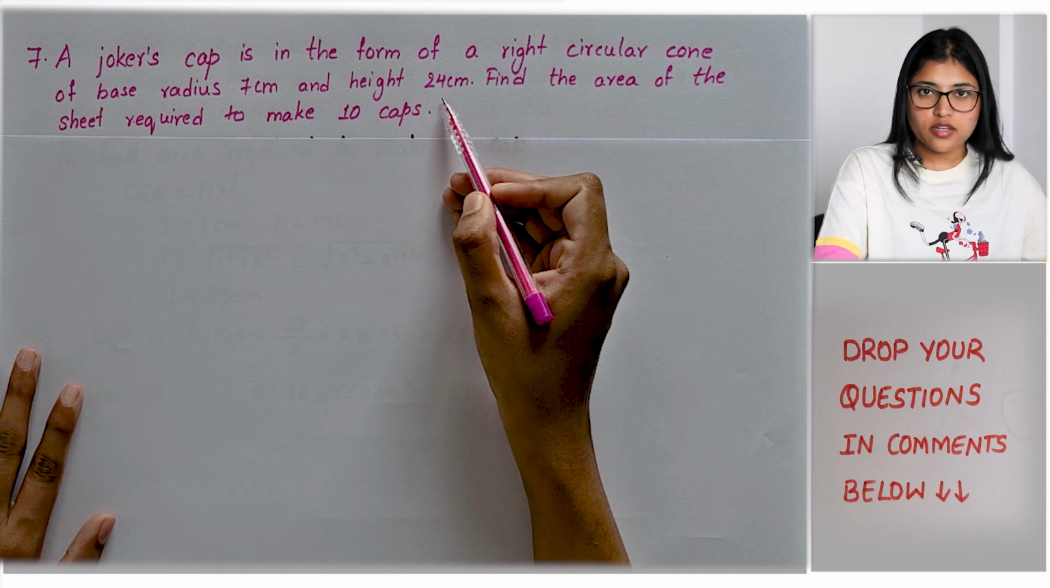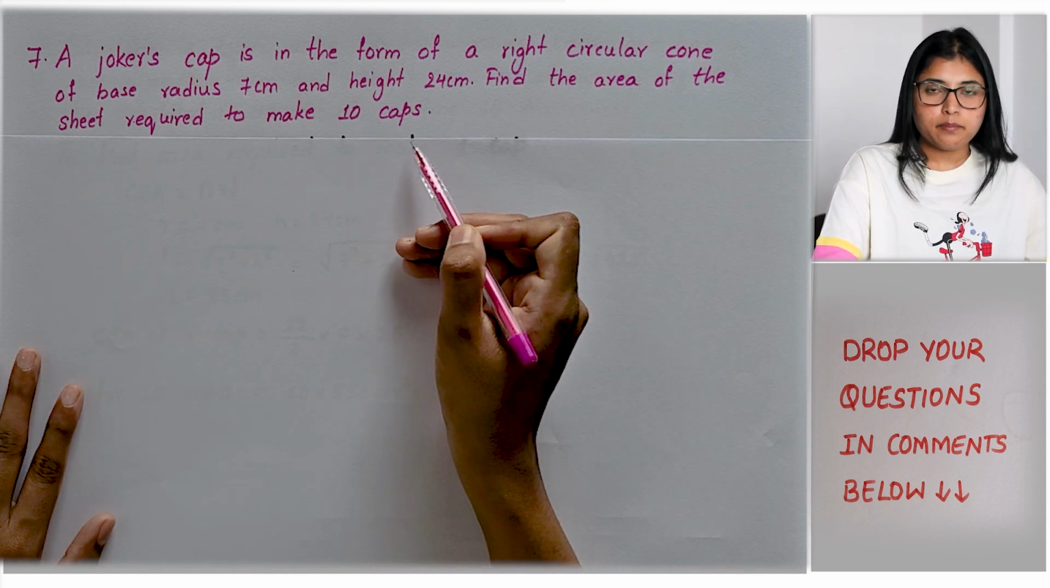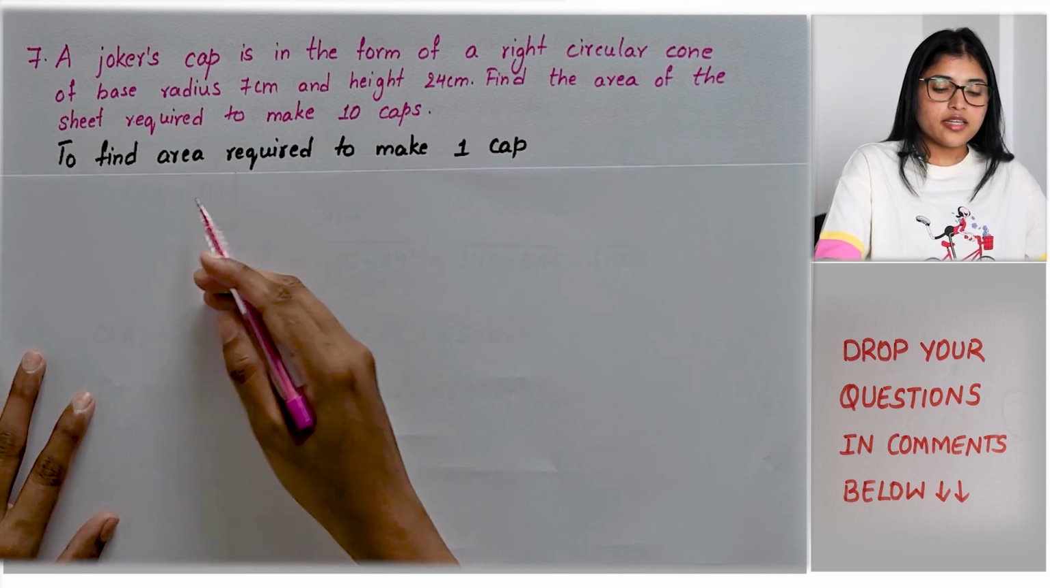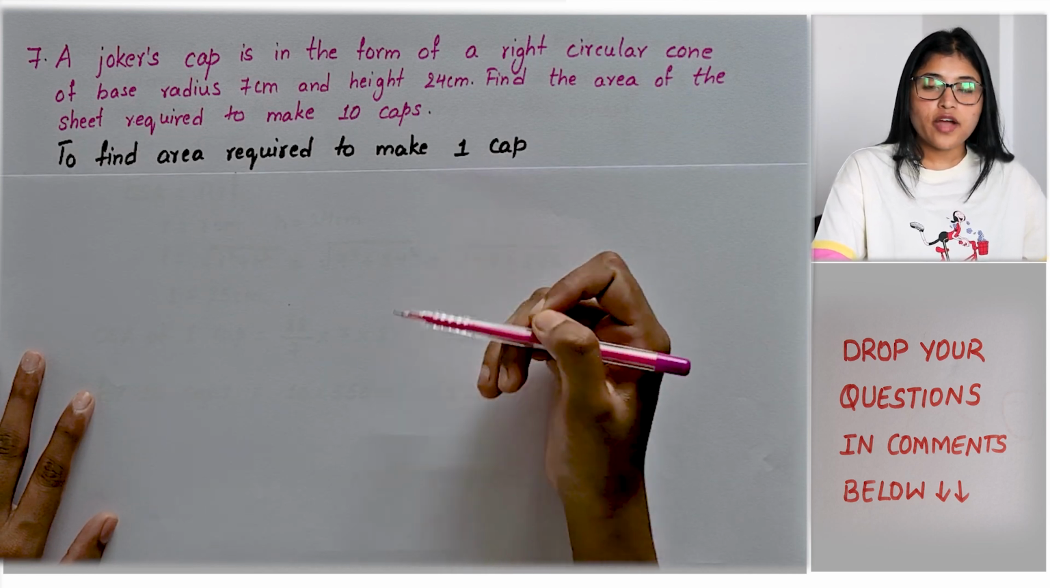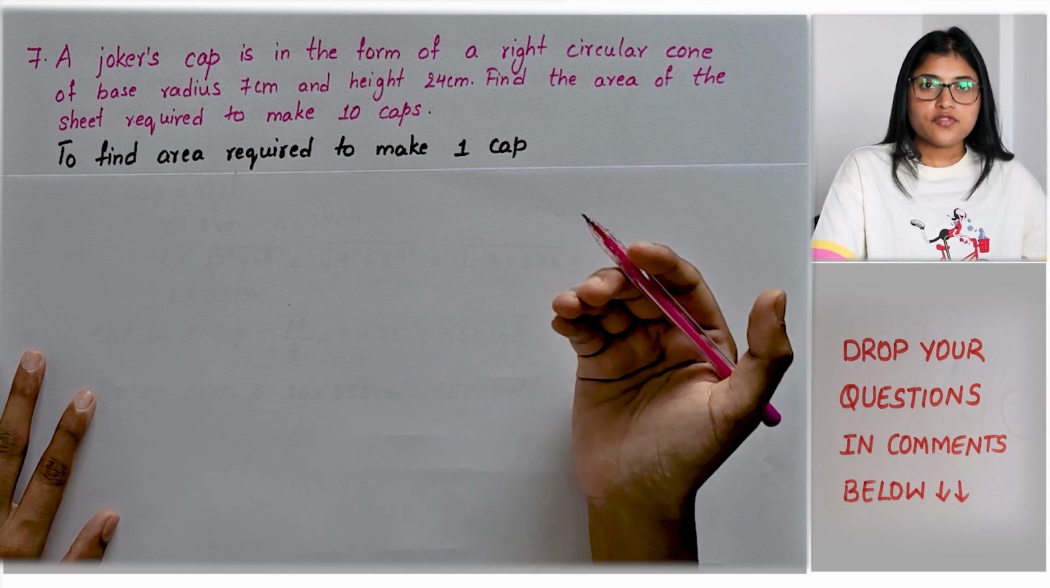Seventh question. A joker's cap is in the form of a right circular cone of base radius 7 centimeters and height 24 centimeters. Find the area of the sheet that is required to make 10 caps. Now, in order to find the area required to make 10 caps, I need to find the area that is required to make 1 cap first. That is nothing but the curved surface area.